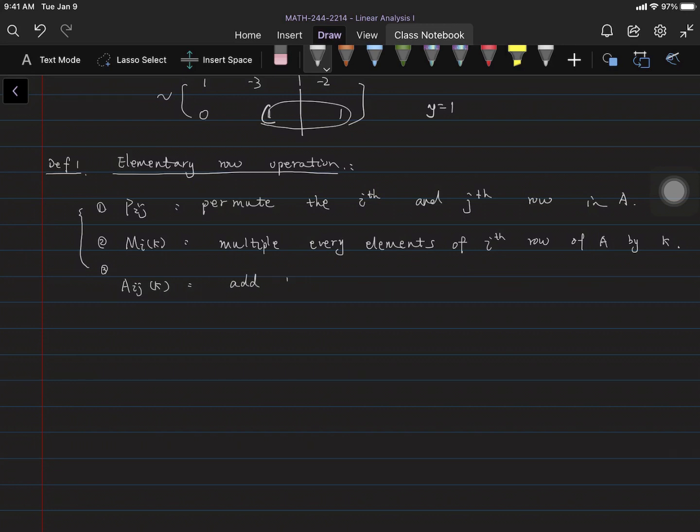Add. So we use a constant k times i's row, and then add it to the j's row. So add to the elements of j's row of A the scalar k times, where k is a constant, the corresponding elements of A's i's row.